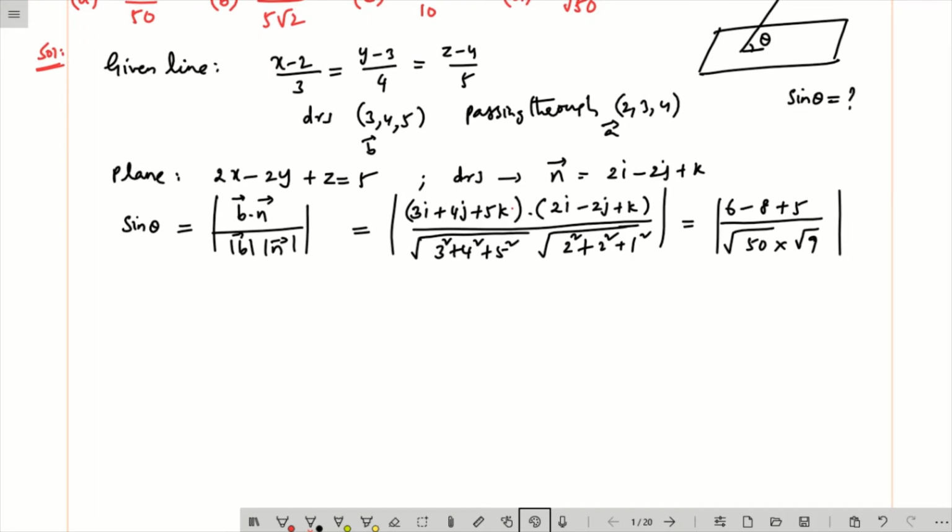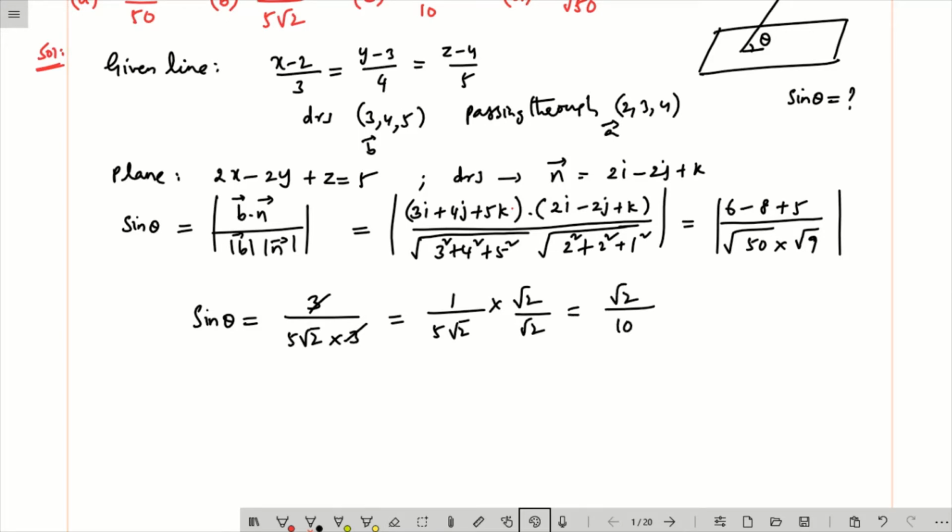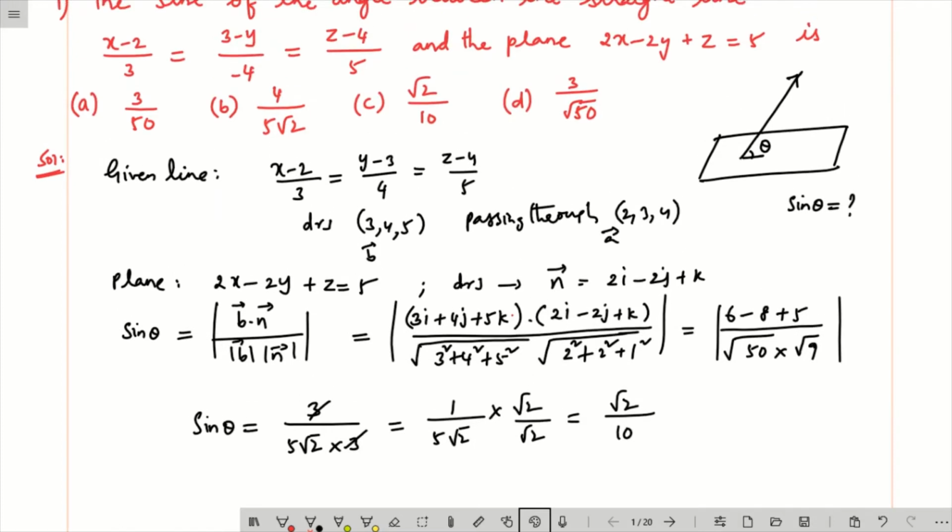So we can write here sine theta equals 6 plus 5 is 11, minus 8, that is 3, upon root 50. We can write it as 5 root 2, and root 9 we can write as 3. So this is 1 upon 5 root 2. Upon rationalization, multiplying by root 2 by root 2, we get root 2 upon 10. So for the sine of the angle, according to the options, we can go with the third option. We'll see the next question.